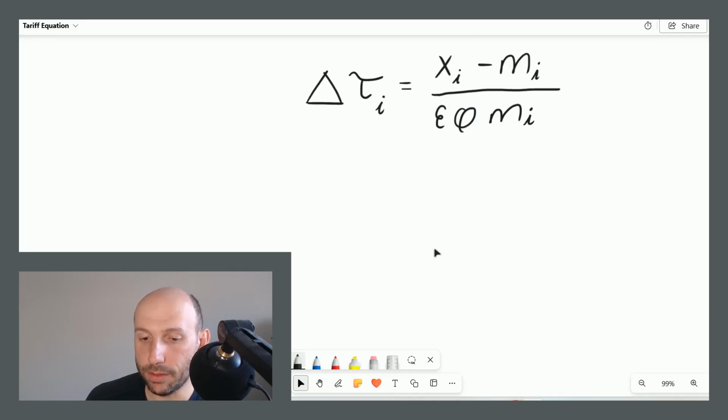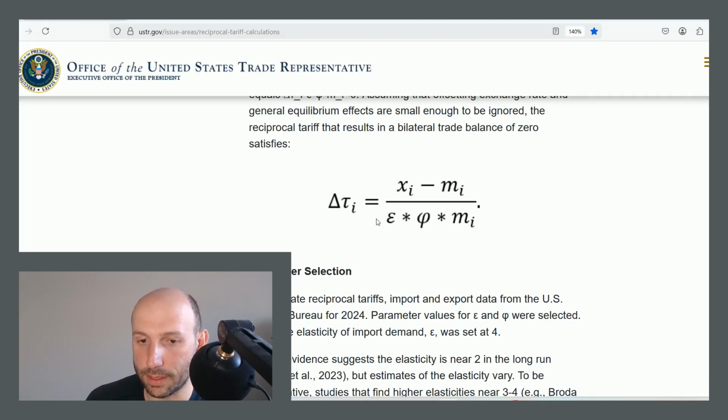These values, right, you'll see the same thing here. These little stars, by the way, they mean multiply, okay, in the denominator. So epsilon times phi times imports.